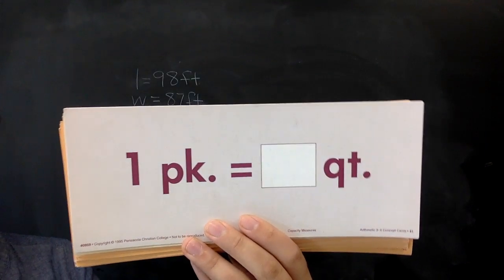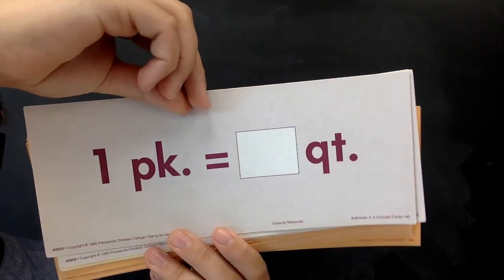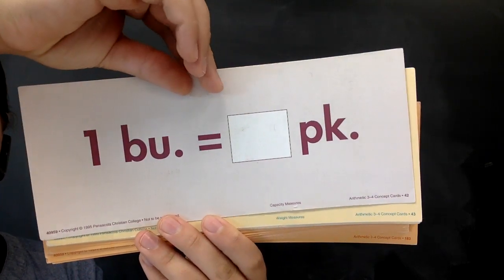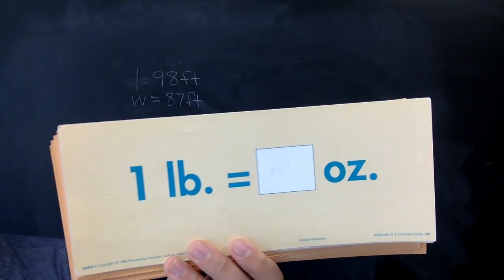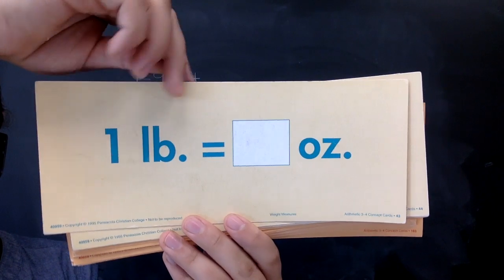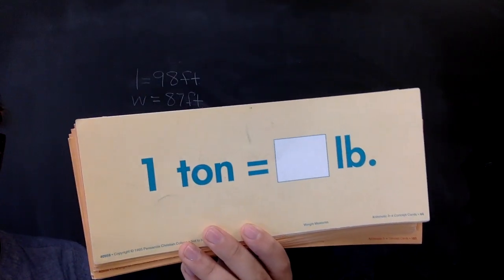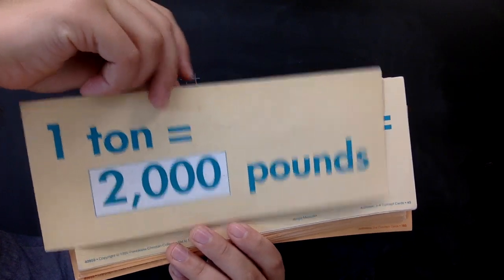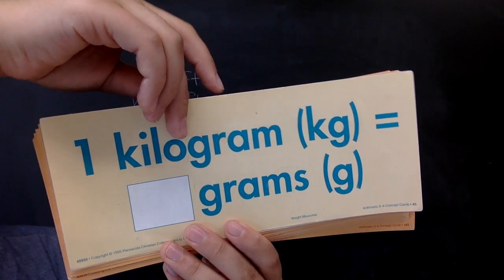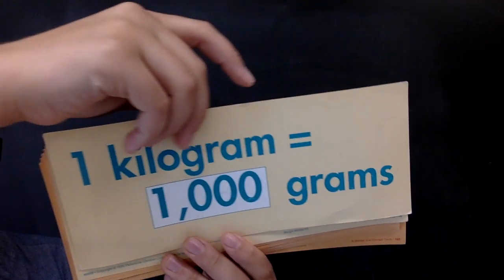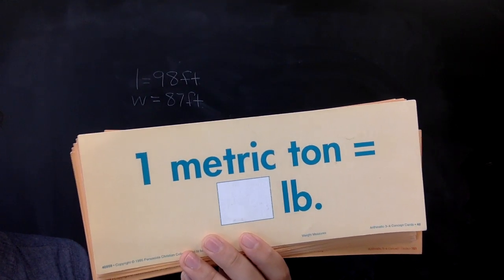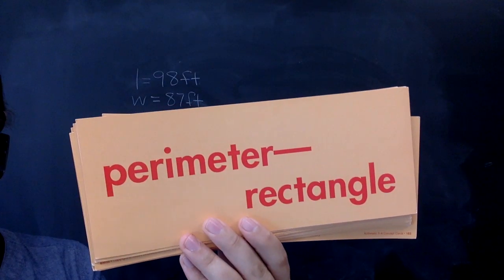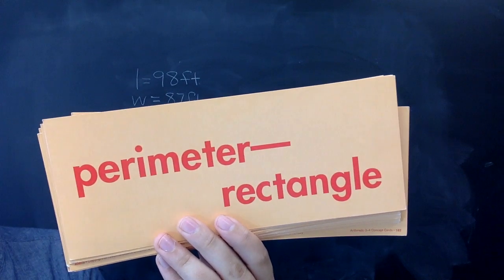4. 1 peck equals how many quarts? 8. 1 bushel equals how many pecks? 4. 1 pound equals how many ounces? 16. 1 ton equals how many pounds? 2,000. 1 kilogram equals how many grams? 1,000. 1 metric ton equals how many pounds? 2,200.